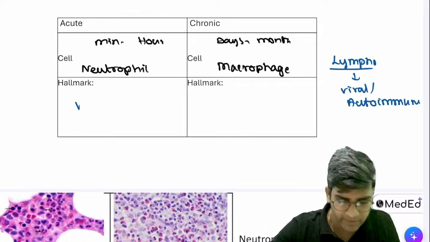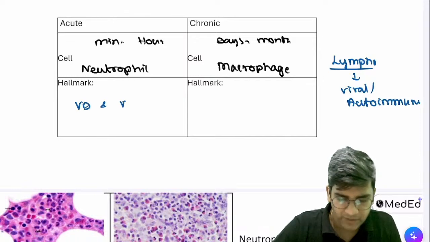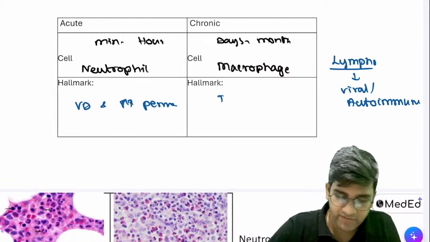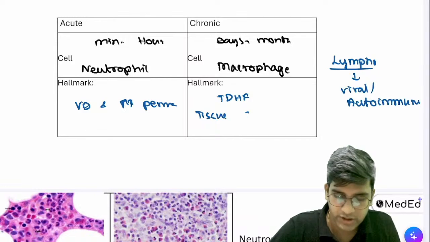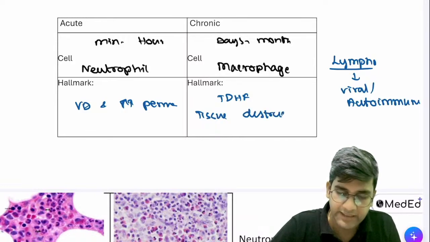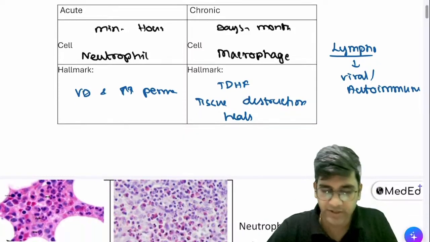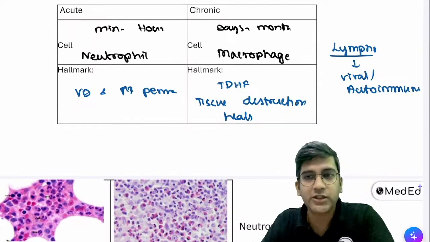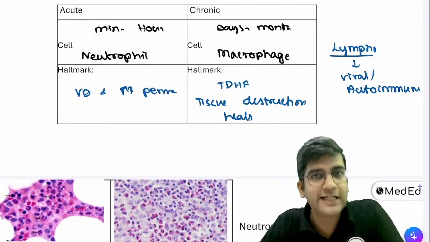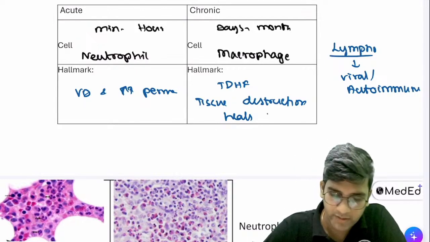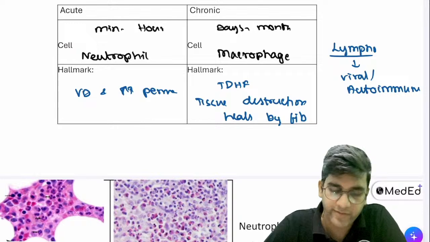The hallmark of acute inflammation, like we read, is vasodilatation and increase in vascular permeability. The hallmark of chronic inflammation, this is my favorite thing, is TDHF. TDHF stands for tissue destruction and healing by fibrosis, right? This is the hallmark of every chronic inflammation throughout the body. I want everyone here to comment, interact. Can I call tuberculosis a chronic inflammation? Yes or no? Can I call TB a chronic inflammation?